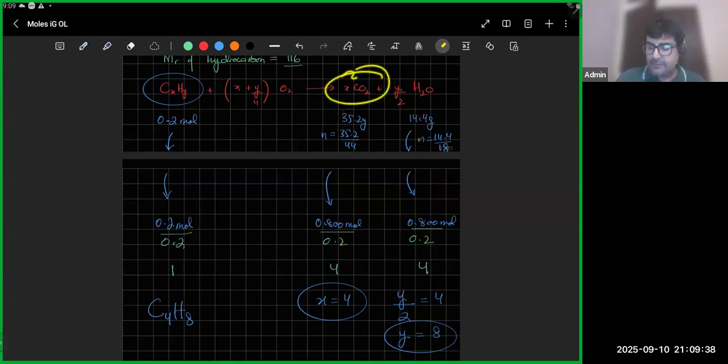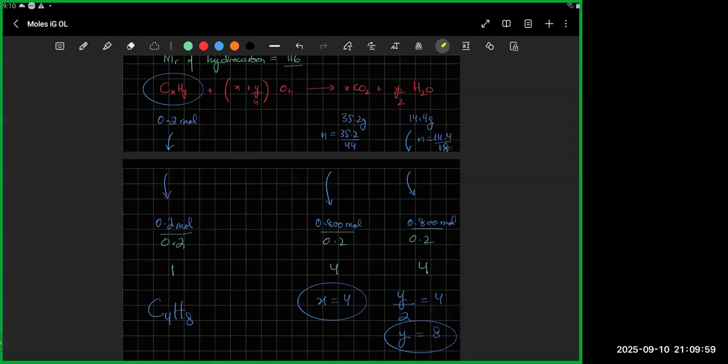X carbon dioxide, so that means 4 carbon dioxides. So that means X is 4. Y by 2 H2Os, over here I'm getting 4 H2Os. So that means Y by 2 has a value of 4, which means Y is equal to 8. And once I know what X and Y is, I'm able to figure out that it's going to be C4H8. Is this clear? Yes, sir. Thoroughly clear?